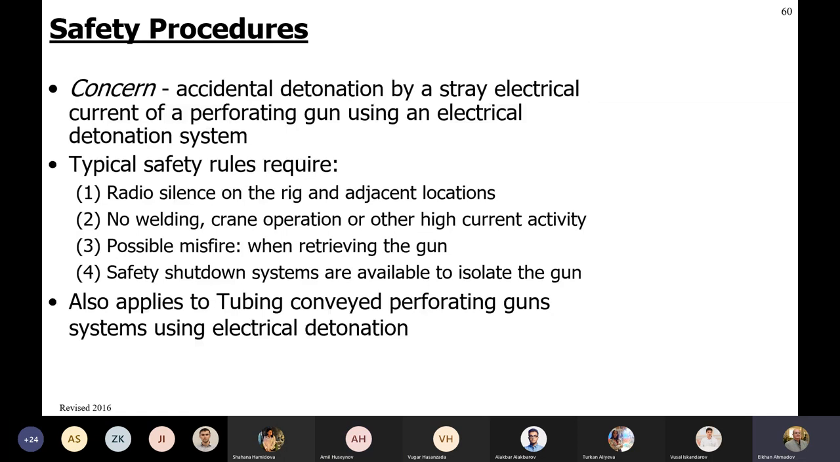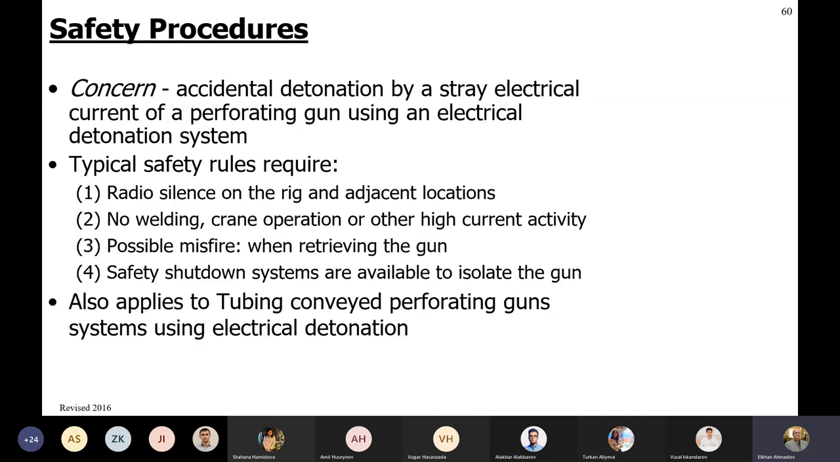So we don't leave the perforating gun, especially if we run it with the wire line, because the wire line in any case must be pulled out, or coil tubing must be pulled out, and the drill stem test string must be pulled out, because we have to complete the well normally with the tubing, with the accessories, packer, etc. Therefore there should be very strict safety rules followed when we are retrieving the gun to the surface.